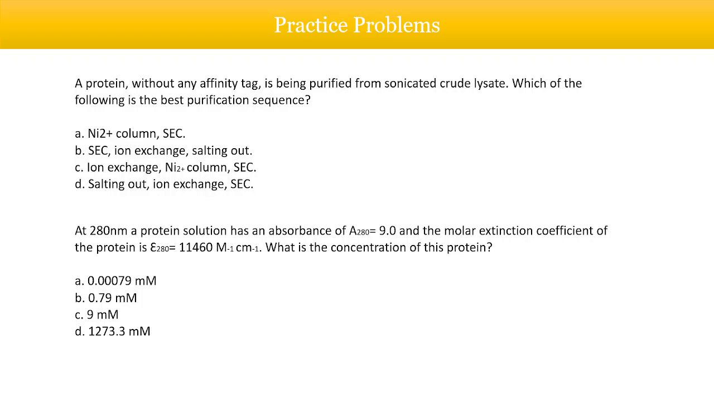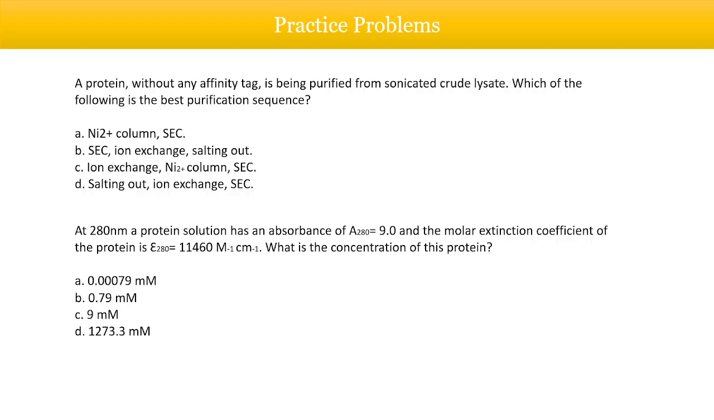Okay, the next one. This is an equation. What is the concentration of the protein? You're given the absorbance, you're given the molar extinction coefficient, and you can consider the path length as 1 centimeter. So it will be A equals epsilon c l. Absorbance equals epsilon c l. So you know the absorbance, that's 9 by 11460, and that is the value that you will be getting in molar.